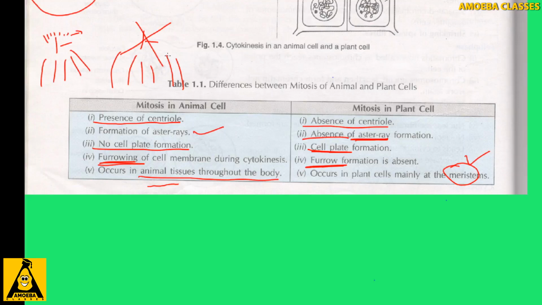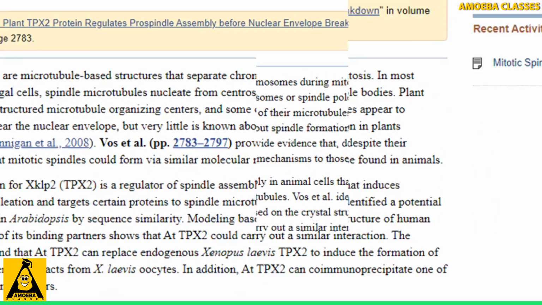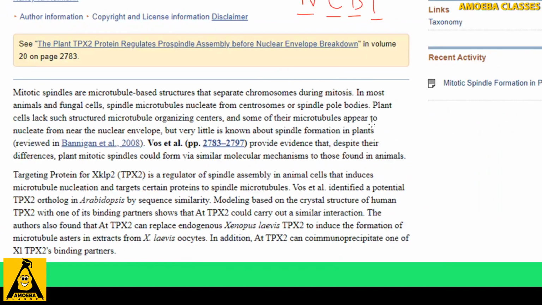Yes, the scientists are still working on this, and let me show you one image so that you can be sure that the research is still going on. Look at this image. This image is from one of the scientists' journals, and this has been published by NCBI, National Center for Biotechnology Information. Okay, so I want you to focus on this line where it is written.